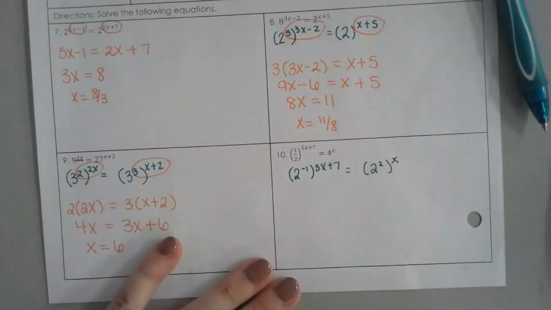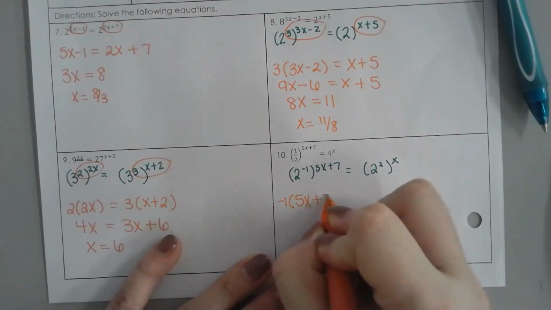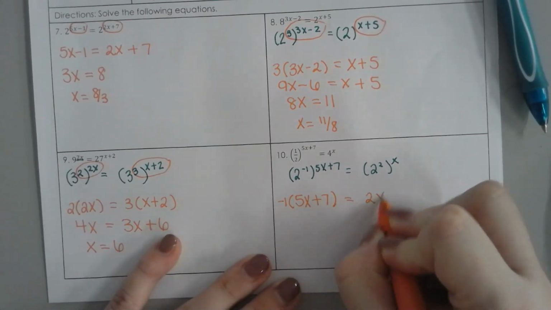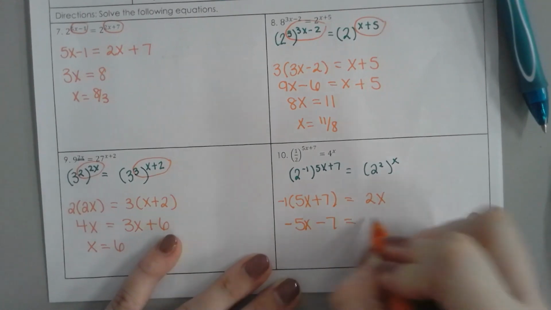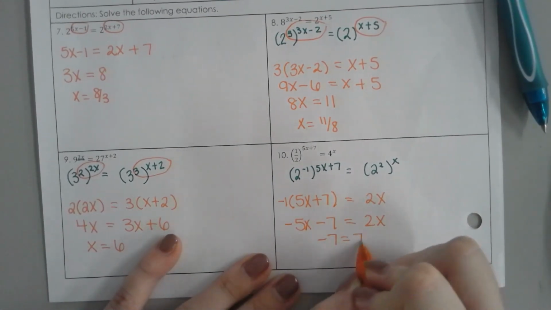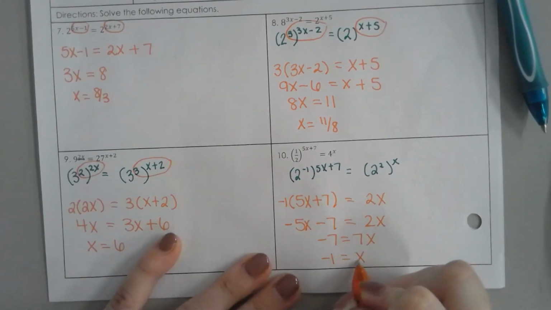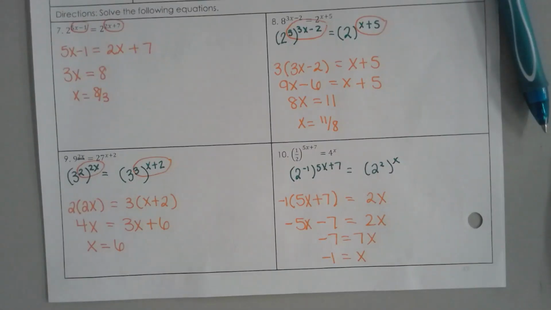And so we would have negative 1 times 5x plus 7 equals 2x. Negative 5x minus 7 equals 2x. Negative 1 equals x. Any questions?